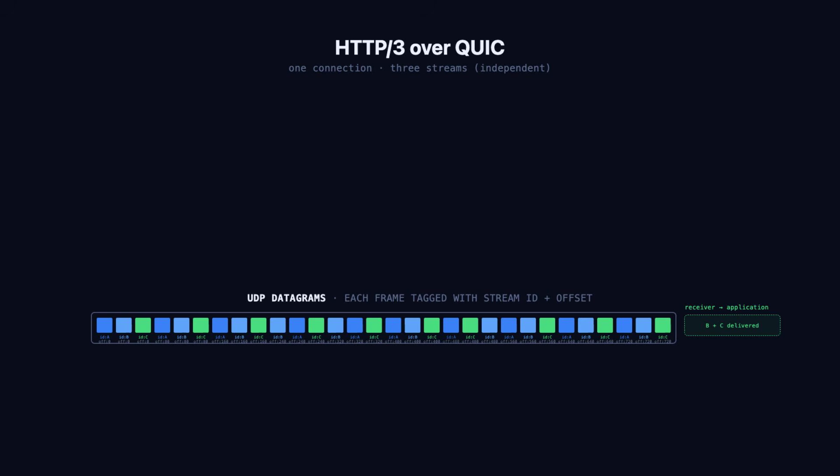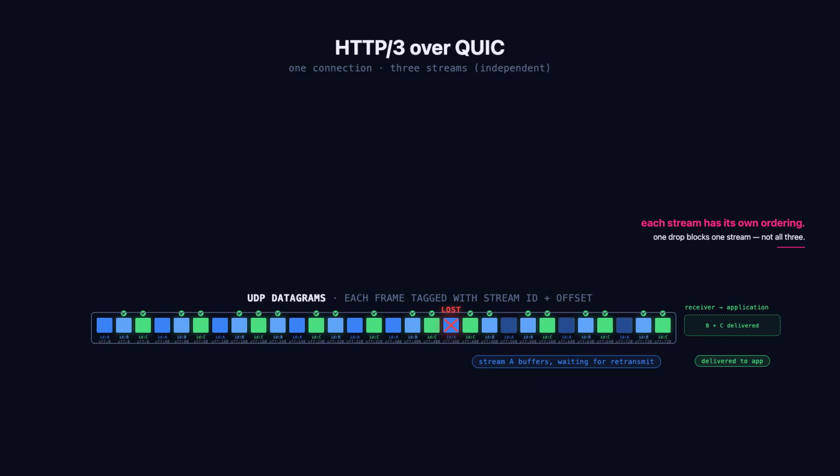So watch what happens when a packet gets lost. Stream A's lost packet has to be retransmitted, and Stream A's receiver waits for it. But Stream B's packets and Stream C's packets keep arriving. They have their own ordering. Their bytes go to the application immediately. One drop blocks one stream, the other streams keep flowing.